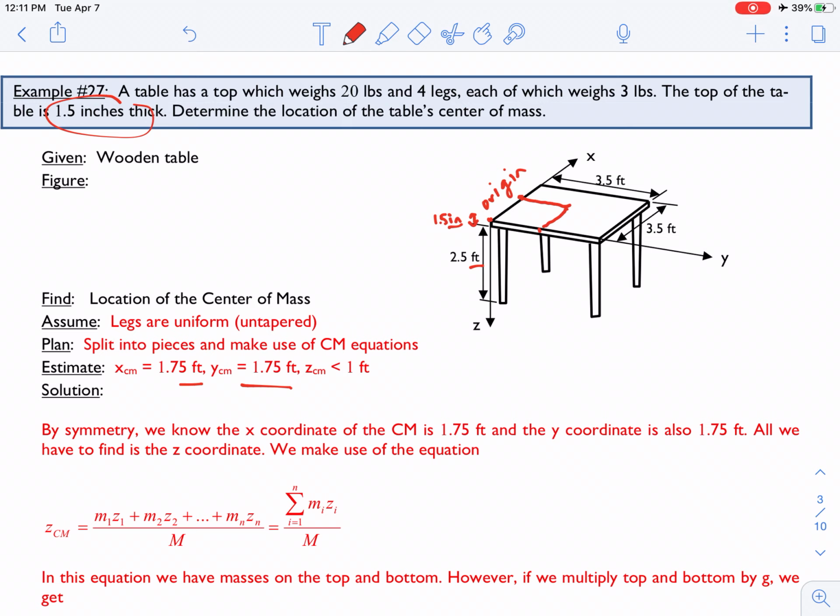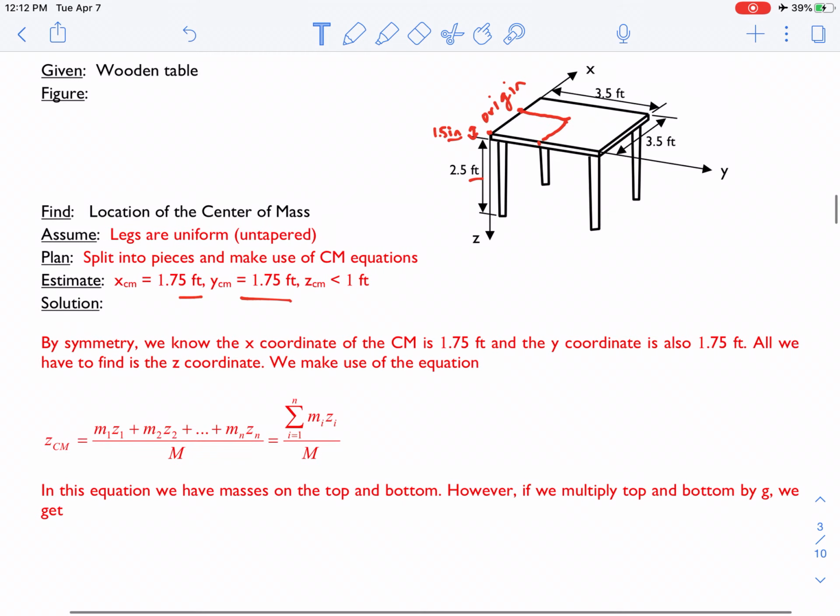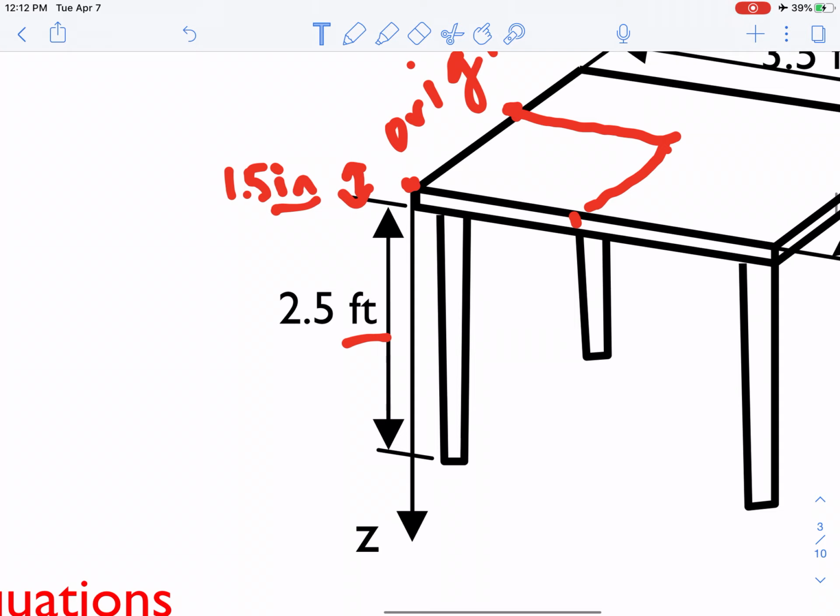So in terms of the dimensions, the z dimension is more complicated in this problem because x and y you can simply find because of the symmetry, and you don't even need to use the equations to prove it. There's a nice geometry and symmetry. Okay, so for the z, we need an estimate. Again, if you look into this closely, the leg height is 2.5 feet, but the table thickness is 1.5 inch.